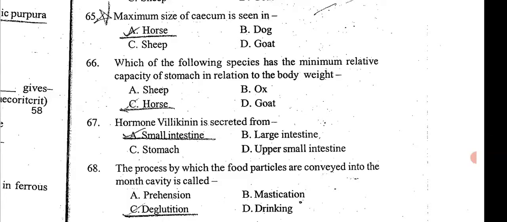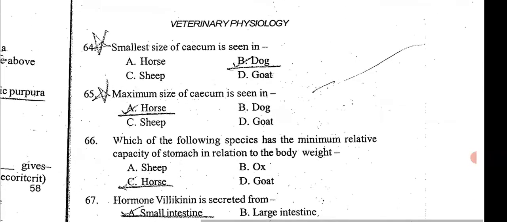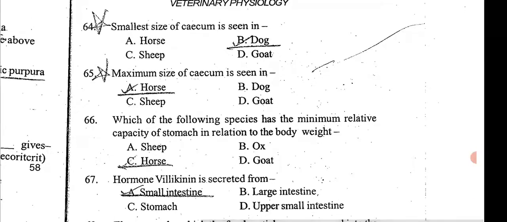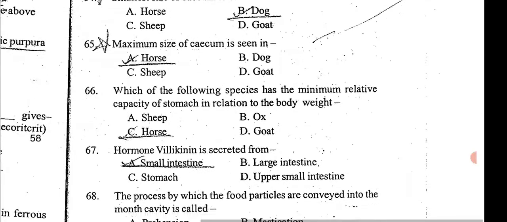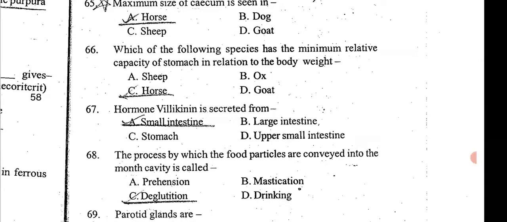And the horse is a simple stomach animal. So the horse has the minimal relative capacity of stomach in relation to body weight, and the horse has a well developed cecum, and the dog has the smallest size cecum. The less developed cecum is in dog, the well developed cecum is in horse, and the horse has a minimum relative capacity of stomach in relation to body weight.